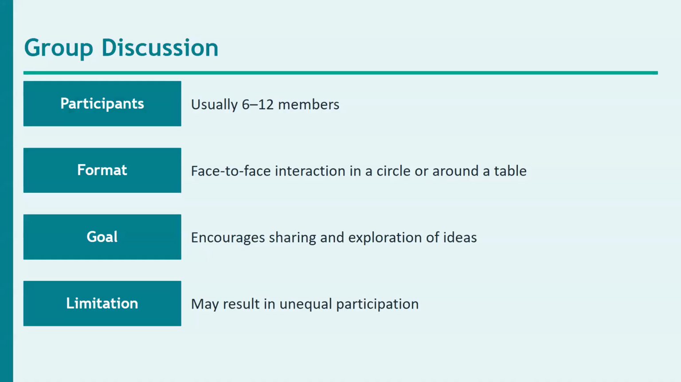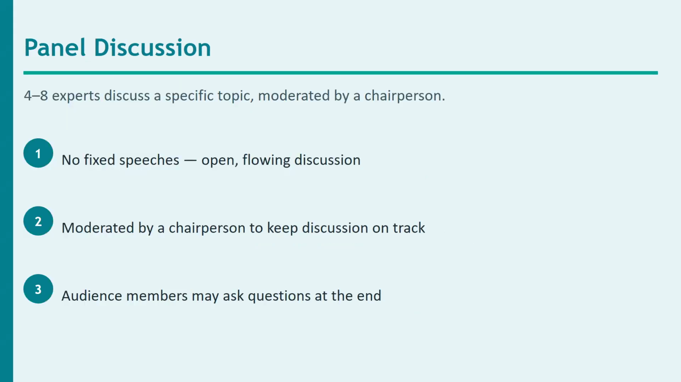So in group discussion, usually 6 to 12 members are the participants, and there is face-to-face interaction in a circle or around a table. And the goal is to encourage sharing and exploring of the ideas. But the limitation of this approach is it may result in unequal participation. The dominating people may speak more, and the others may speak less and participate less, like this.